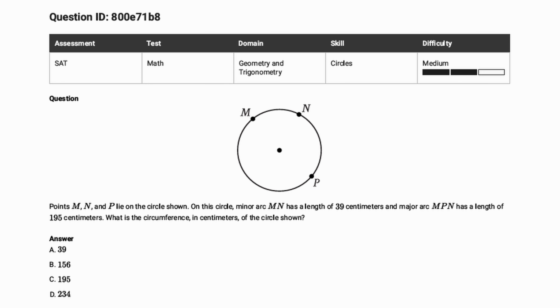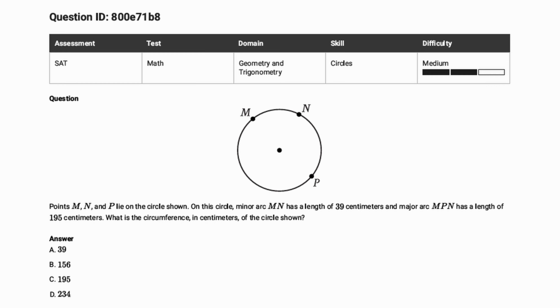Points M, N, and P lie on the circle shown. On this circle, minor arc MN has a length of 39 centimeters and major arc MPN has a length of 195 centimeters. What is the circumference in centimeters of the circle shown?